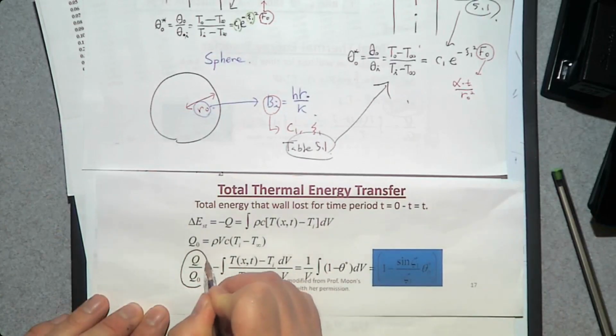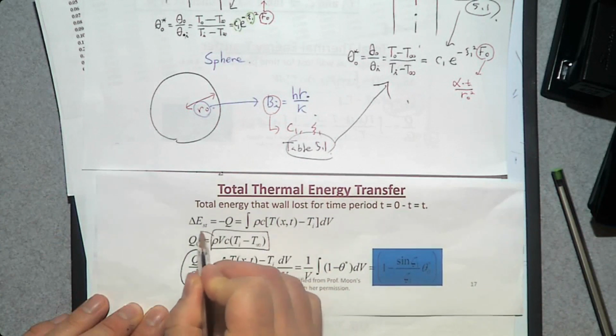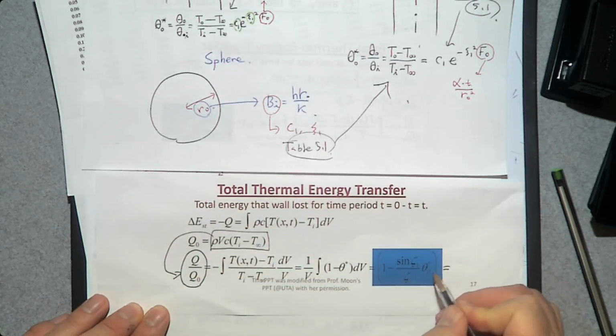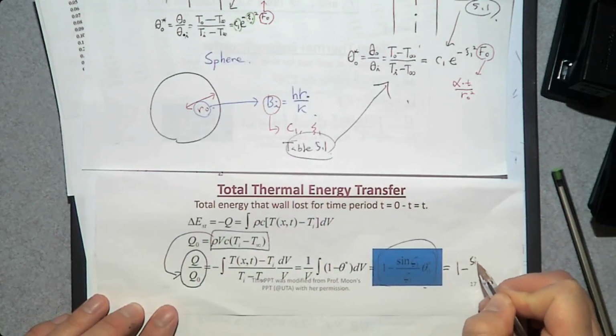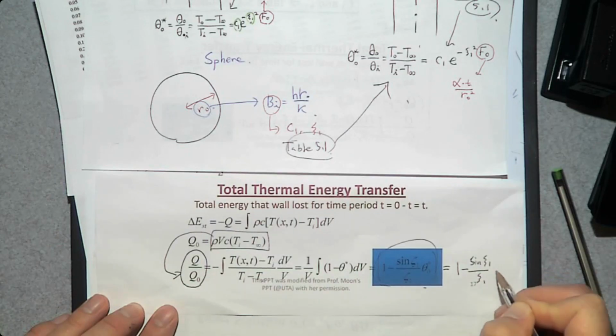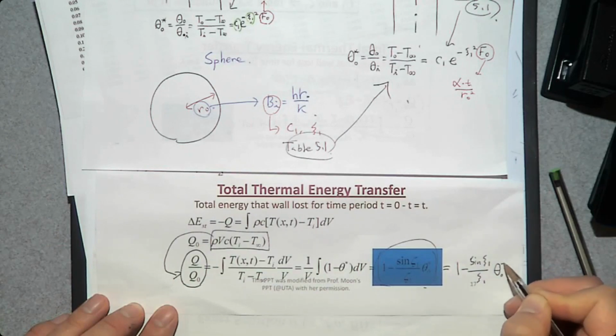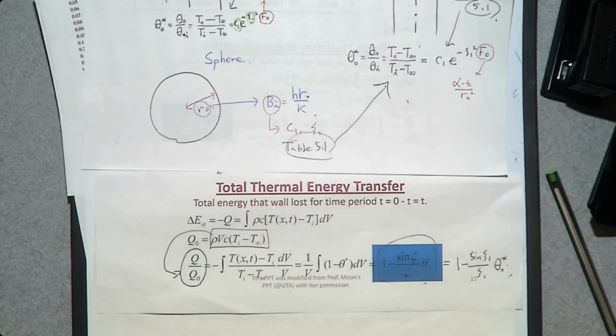Q over Q0, by the way, Q0 is this one, can be determined by, can I see this one? Because of the background, 1 minus sine Z1 over Z1 times I 0 star. So that's how you can determine the amount of heat transfer. So that's everything about the three geometries: plane wall, infinite cylinder, and sphere.